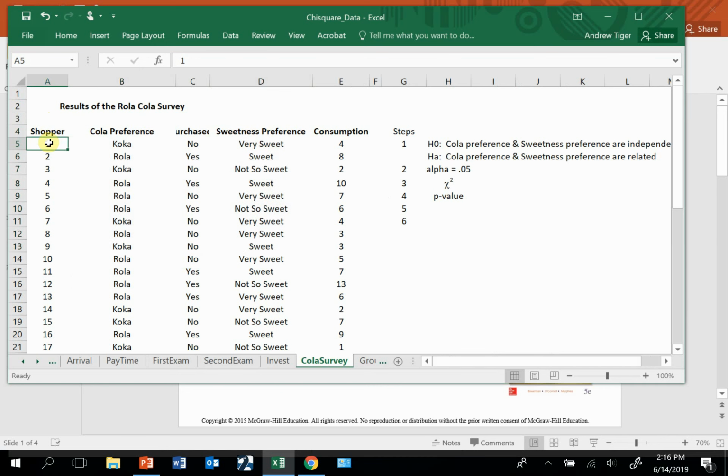So we ask people questions, and we say, hey, which cola do you like? And then, do you like sweet stuff? And so you can see these numbers aren't numbers. They're just categories. So when we have categories, the only thing that we can do is count.